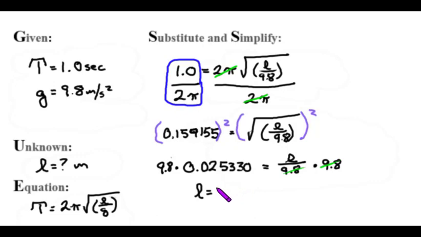So I get that L is 0.248237 meters. So 0.25 meters.